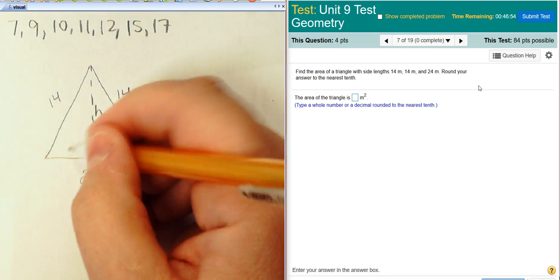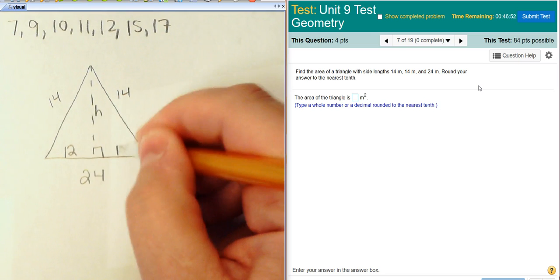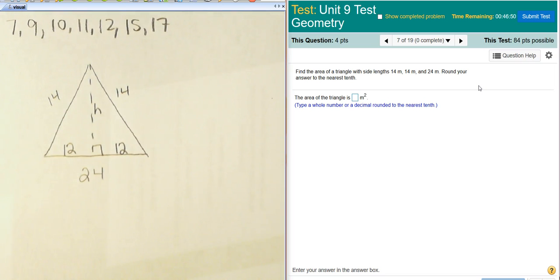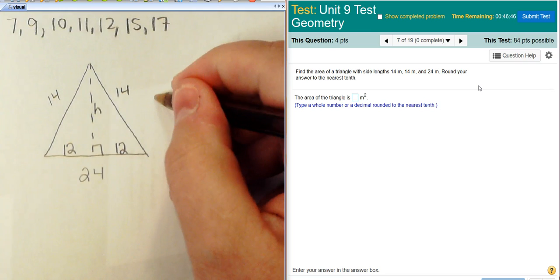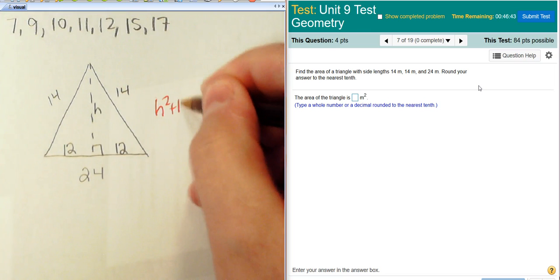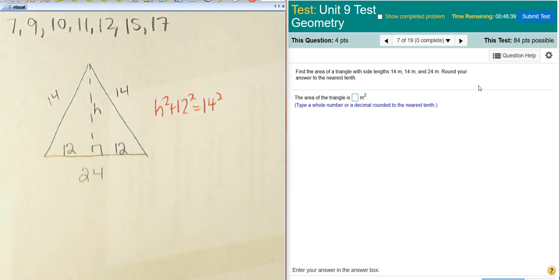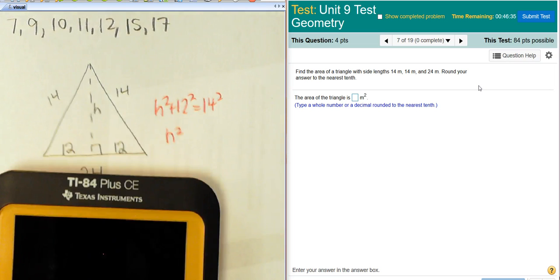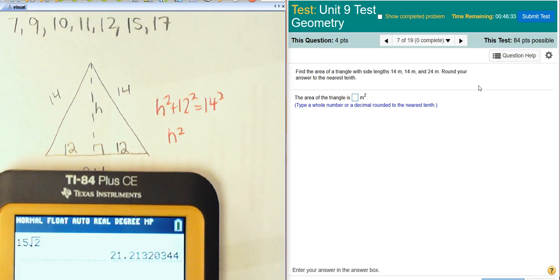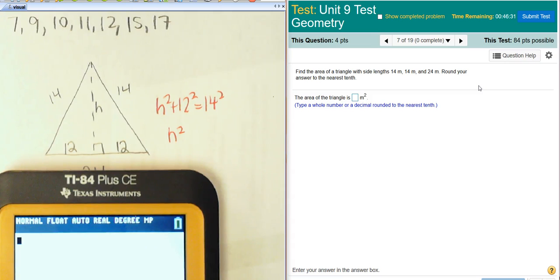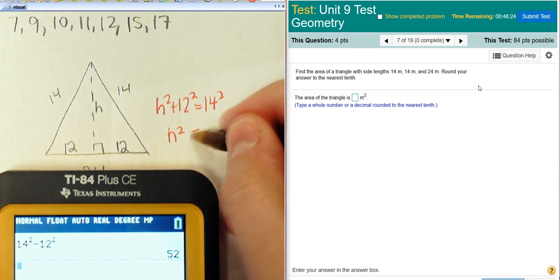So if this is 24, in this example, this would be 12 and 12, and I'm just going to use the Pythagorean theorem real quick to find the height. So the height squared plus 12 squared would be equal to the hypotenuse of that right triangle squared. Let me just grab my calculator real quick, see if I can lay it on the screen so you guys can see it here. Okay, so I'm just going to do 14 squared minus 12 squared, whoops, and not hit extra buttons. And so this is going to be 52.